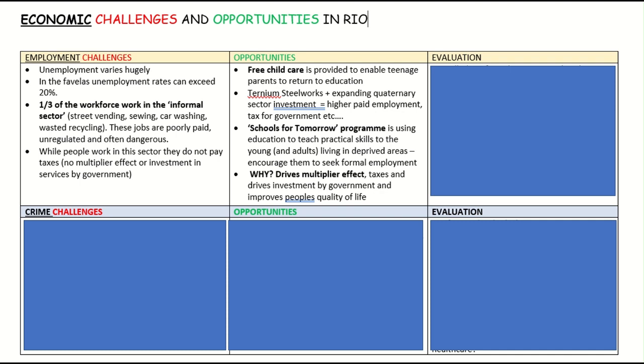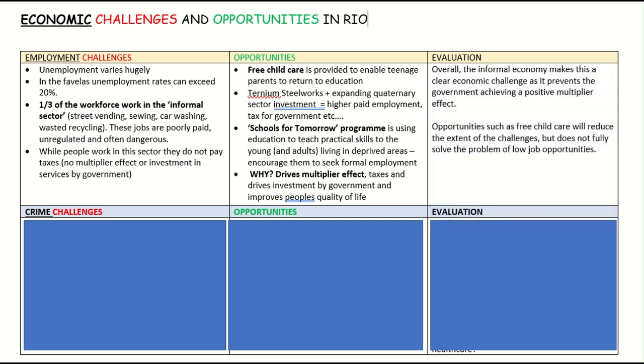There were thousands of jobs created from the Olympic Games in the building of the stadiums and construction, and that drives a multiplier effect. We've got the Terranium Steelworks, an expanding quaternary industry, and we've also got some free childcare to allow teenage parents to return to education. And what does this mean? Well, ultimately for Rio, their end goal has got to be the vast majority of people working in the formal economy. If they're in the formal economy, they can then achieve that positive multiplier effect.